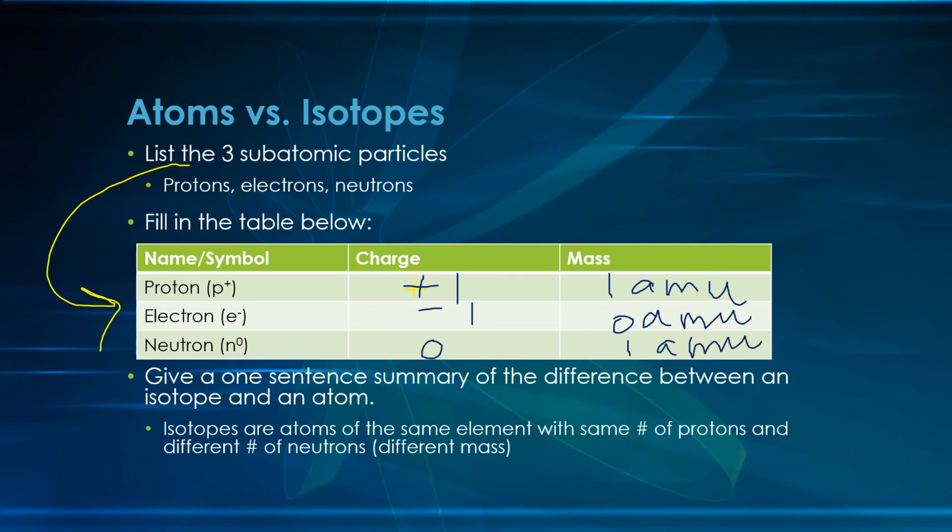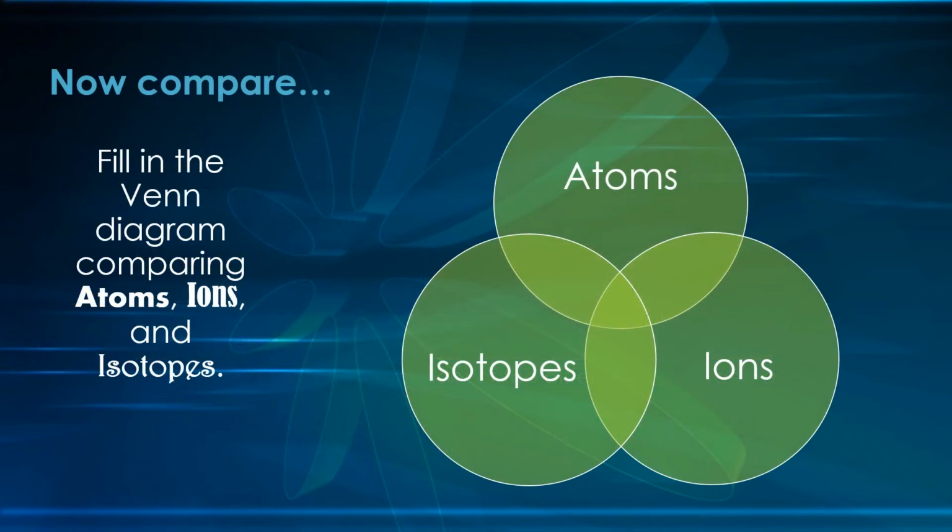Give a one-sentence summary of the difference between an isotope and an atom, and I will let you do that all on your own. Now compare. So now that we have reviewed the similarities and differences between atoms, ions, and isotopes, I want you to be able to fill in the Venn diagram with what you've learned so far.